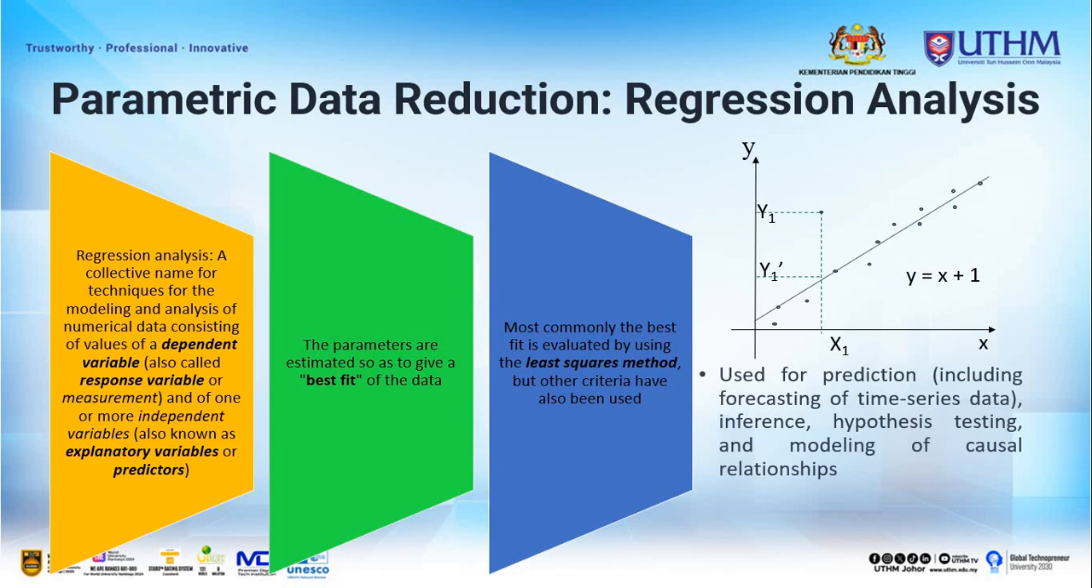Okay, so based on the graph here, the equation for the linear regression line is y equals x plus 1. The points represent the observed data and the line represents the best fit model. The vertical dashed line indicates the difference between the observed value, which is y1, and the predicted value, y prime 1, on the regression line.